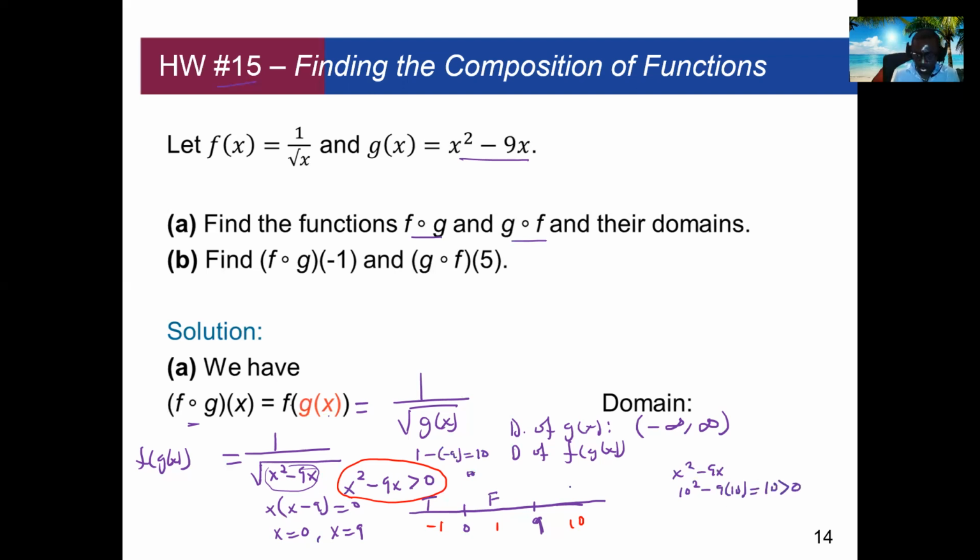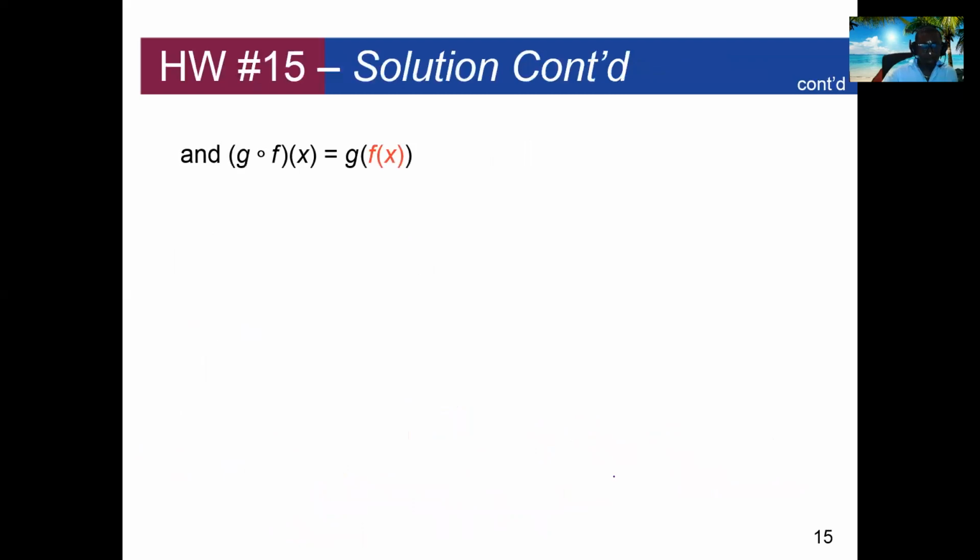So that's also true. Okay, so the domain of this function is what? Everything from -infinity to 0, and from 9 to positive infinity. Now, if we combine the domain of the inner function, which is all real numbers, and the domain of the resulting composite function, which is that, therefore, what is the domain of this function?